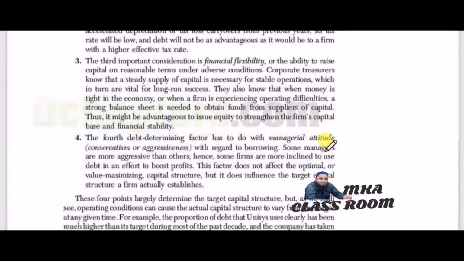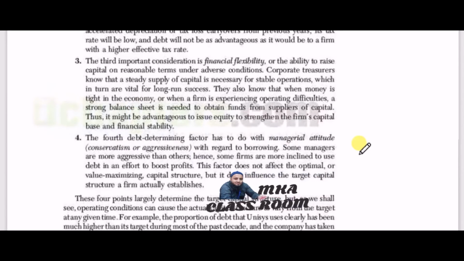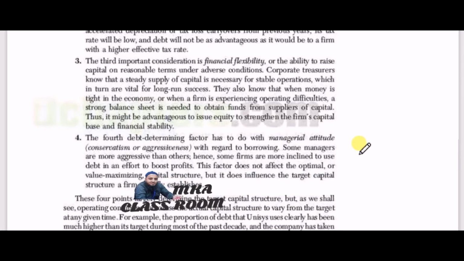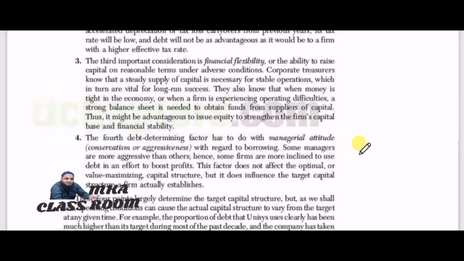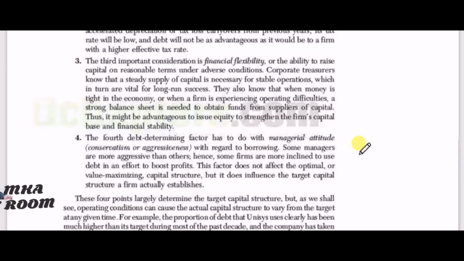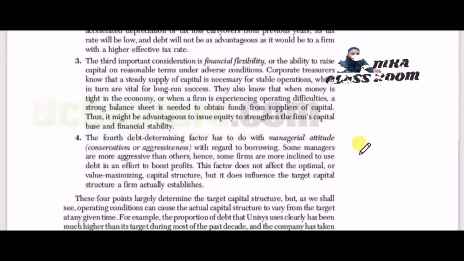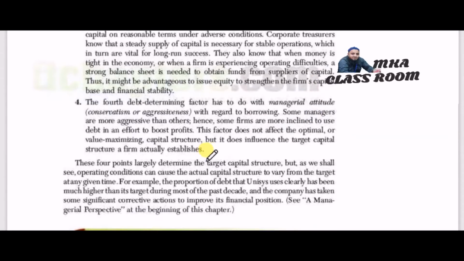The fourth determining factor has to do with managerial attitude with regard to borrowing. Some managers are more aggressive than others. Hence, some firms are more inclined to use debt in an effort to boost profits. These factors do not affect the optimal or value maximizing capital structure, but they do influence the target capital structure a firm actually establishes.